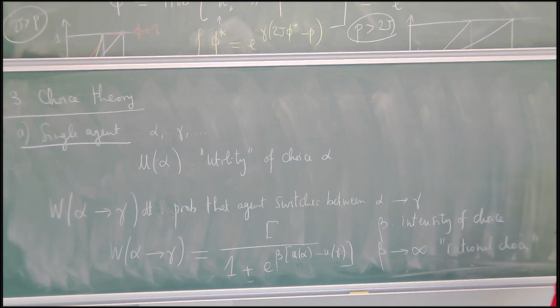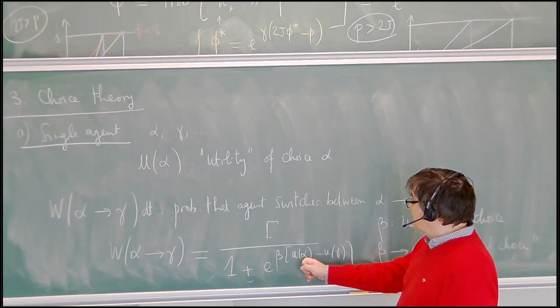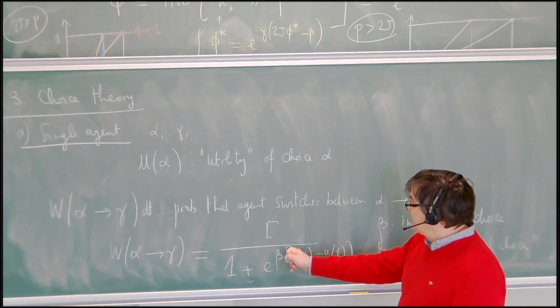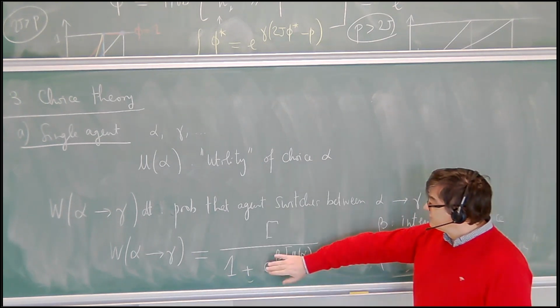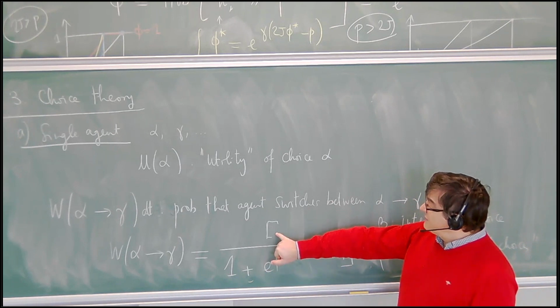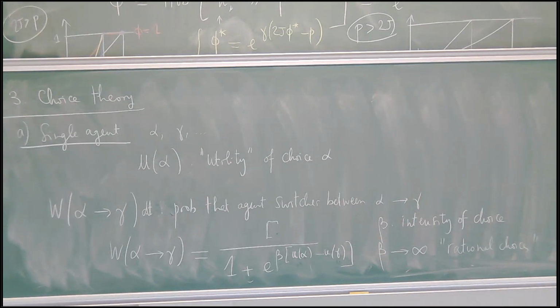So if the reverse is true, if U gamma is greater than U alpha, then this thing is negative, and for beta goes to infinity, this is going to go to 0. And so every time you consider making a choice, then you go for the better solution. Okay? So that's the intuition behind this.